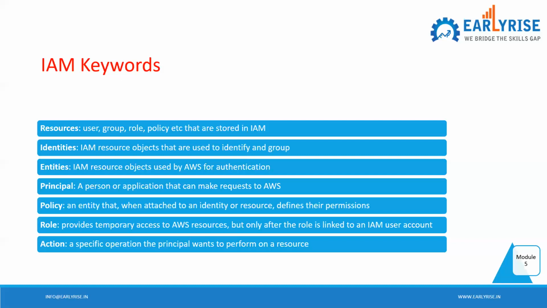So the final keyword on the list is action. What is an action? An action is a specific operation that the principal, a person or application, wants to perform on a particular resource. So that is action. Clear? What kind of action do you want to perform? You want to upload something, download something, write something, read something. Those kinds of things.